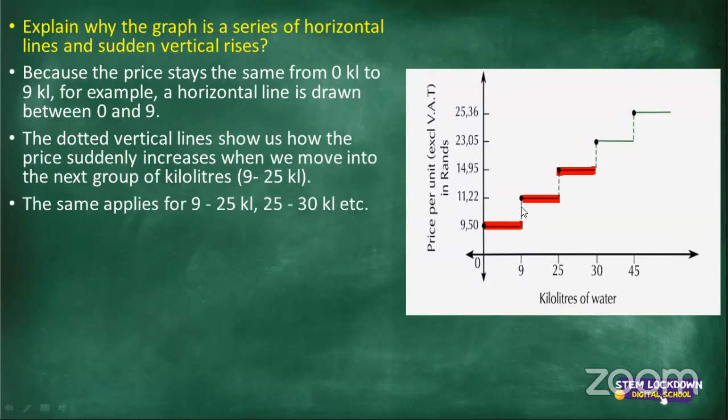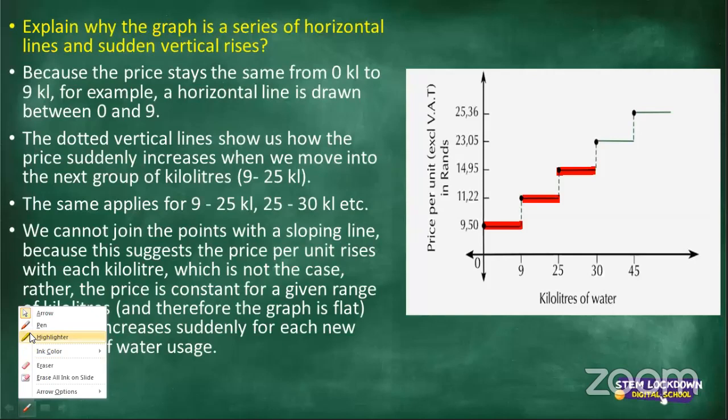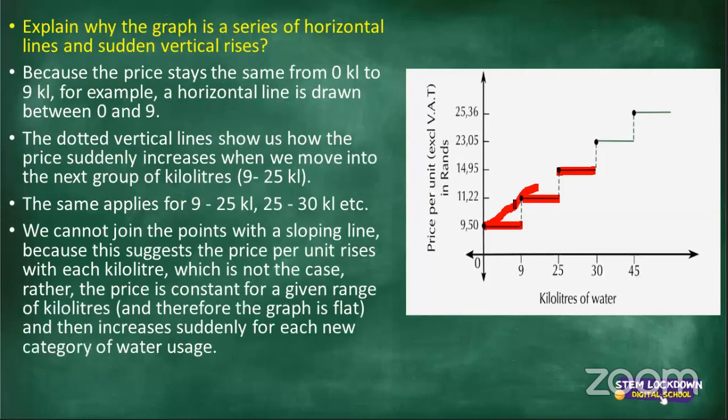Then there's a sudden increase when you move to the next group, where now in the first group, it was 9 rand 50 in the group. In the second group, the cost is now 11 rands 22. So it just shows you the sudden increase. The same applies as we move on from category to category. The same rules apply. We cannot join the points with a sloping line. A sloping line would be this line. Let me try and show you. That line, it's not straight. I can't draw straight here, but that would be an example of a sloping line.